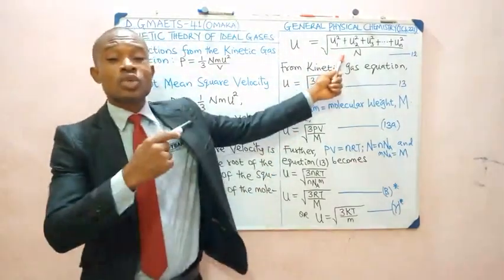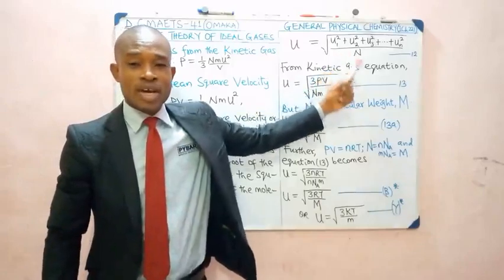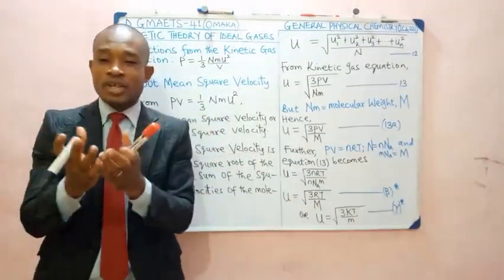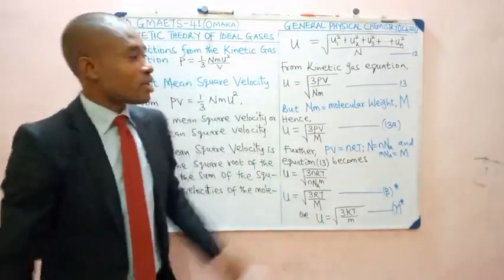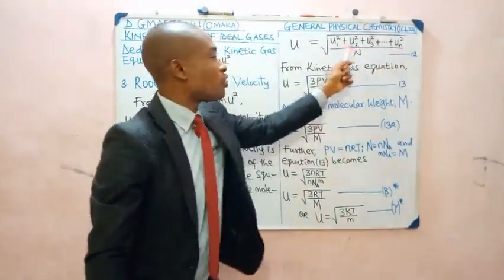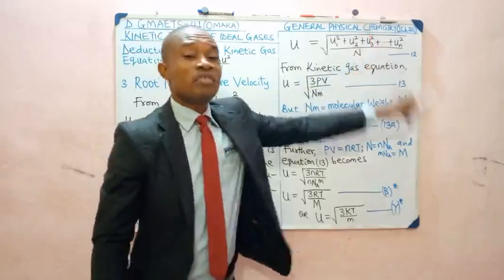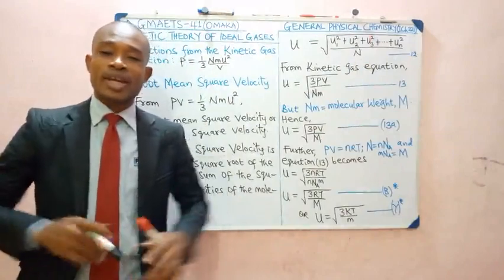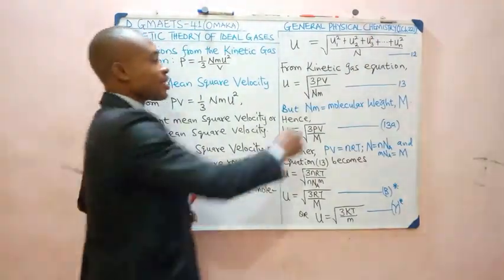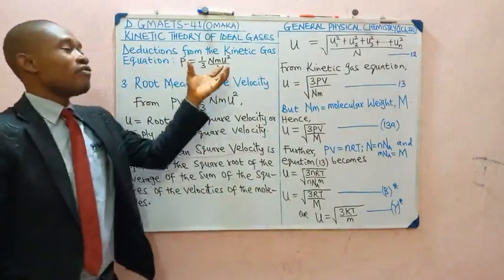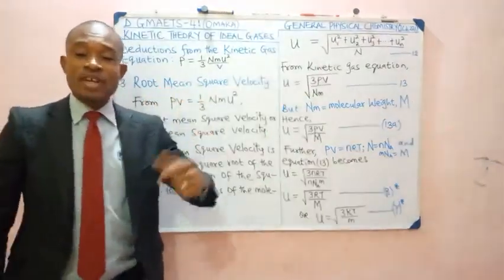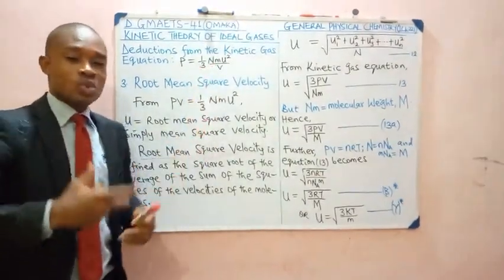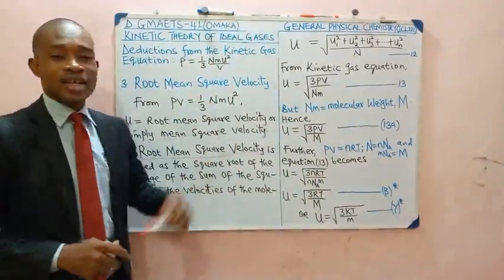By that definition, equation 12 expresses the formula of root mean square. The square root of the average. You know, average is when you divide something by the total number of occurrences. So the square root of the average of the sum of the squares of the velocities of the gas molecules. That's the definition of root mean square. Now, from the kinetic gas equation, we can also evaluate the root mean square velocity value, and that is all about making u the subject of the formula.